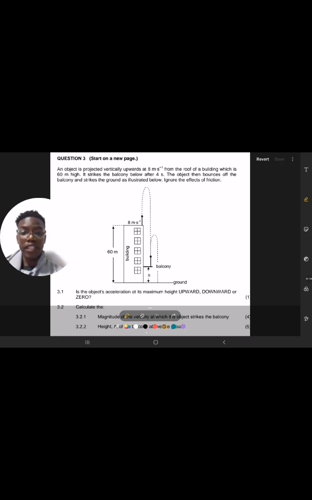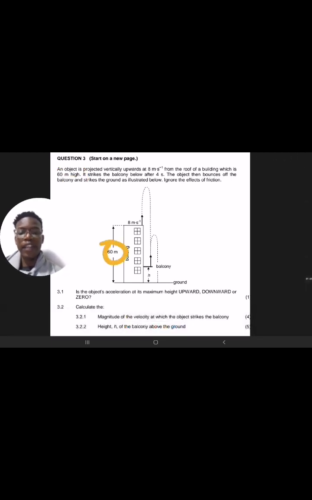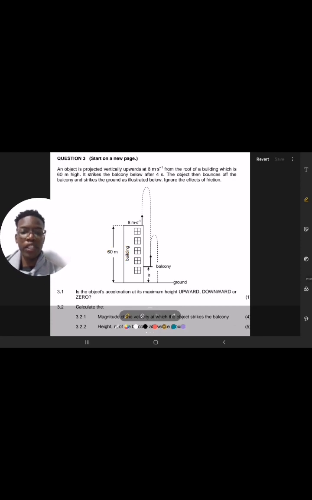An object is projected vertically upwards at 8 meters per second from the roof of a building which is 60 meters high. Okay, so the roof of the building is 60 meters high. That's the roof of that building there. It's shown there, and then the object is thrown from that position on top of the roof. So there's a person standing there, and then they throw the object upwards, and then the object travels all the way as shown there on the question. It strikes the balcony below after 4 seconds.